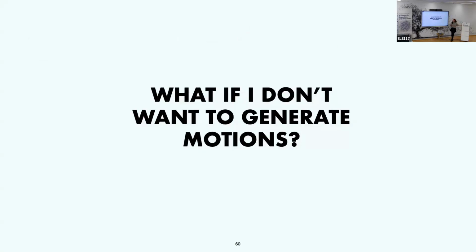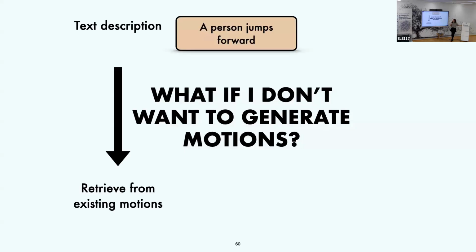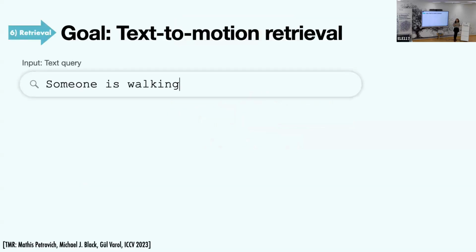Okay, so you've seen at the beginning some teaser, but as I said, sometimes the motions that are generated are not as good quality as the real ones. So physically, maybe there's foot sliding, or you know that you had that motion already in your database. So why not just retrieve that? So that's why we did this text to motion retrieval, TMR, work.